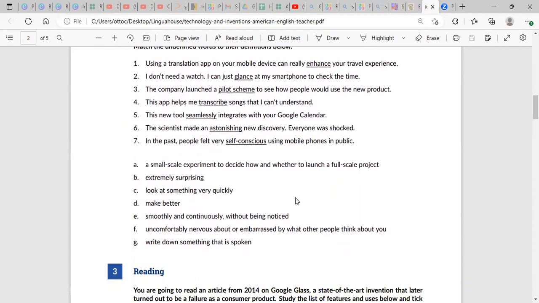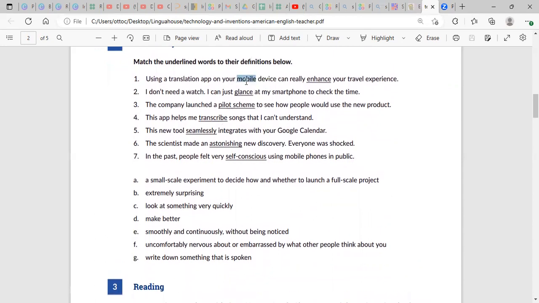So here we go. Here we have it. Okay, please, I need a reader for the first sentence. You have the word enhance underlined here. If you read number one, you are going to tell me what the definition is. The definitions are here in the letter part. So please, I need a volunteer for number one. Read the sentence, then find the definition of this word here. Okay, can I try? Sure, go ahead.